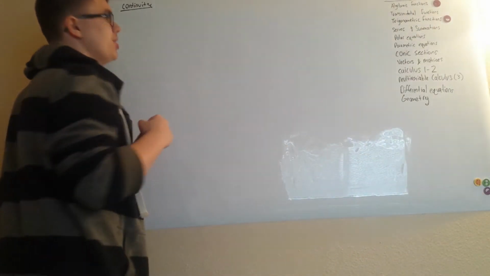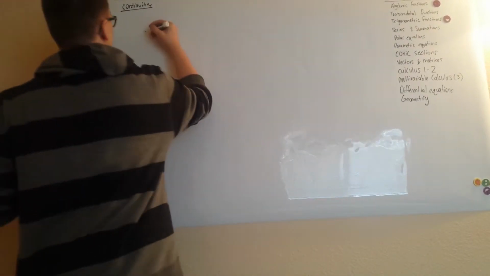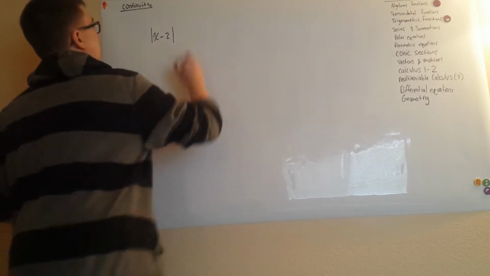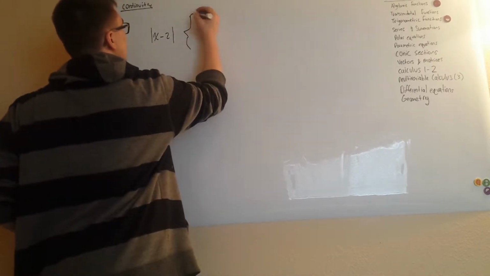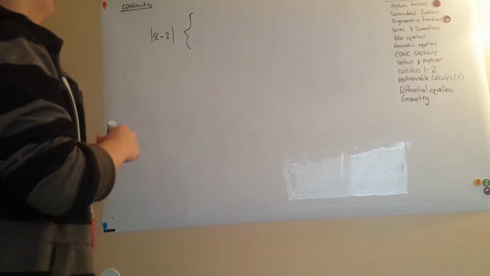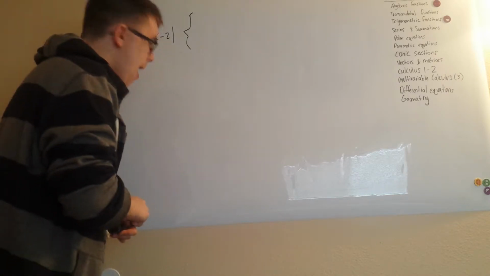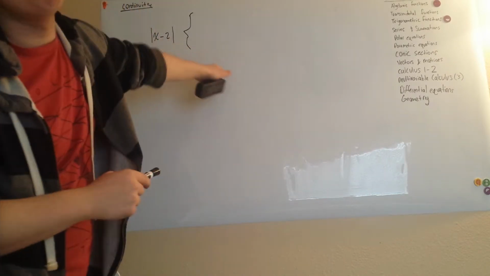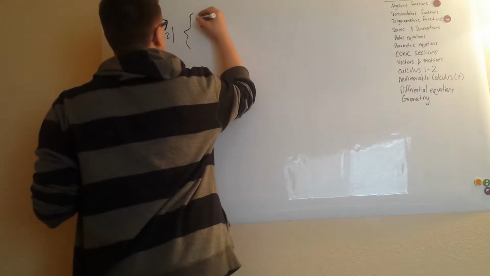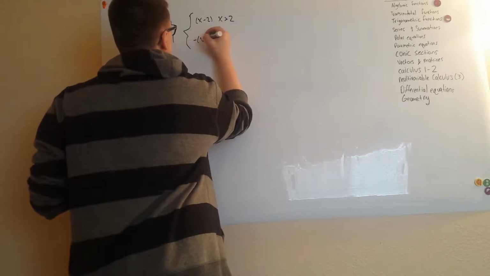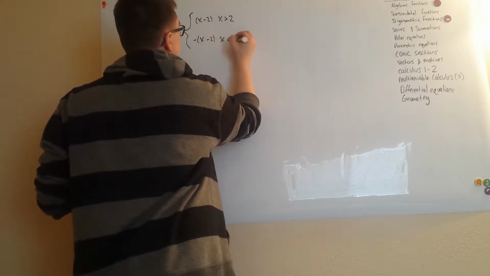We were talking about continuity, and we had a piecewise function, absolute value of x minus 1, but I'm going to do x minus 2. Remember how we have to write this as a piecewise function because we don't like absolute values, because they are basically piecewise functions. So this is x minus 2 when x is greater than 2, and this is negative x minus 2 when x is less than 2.